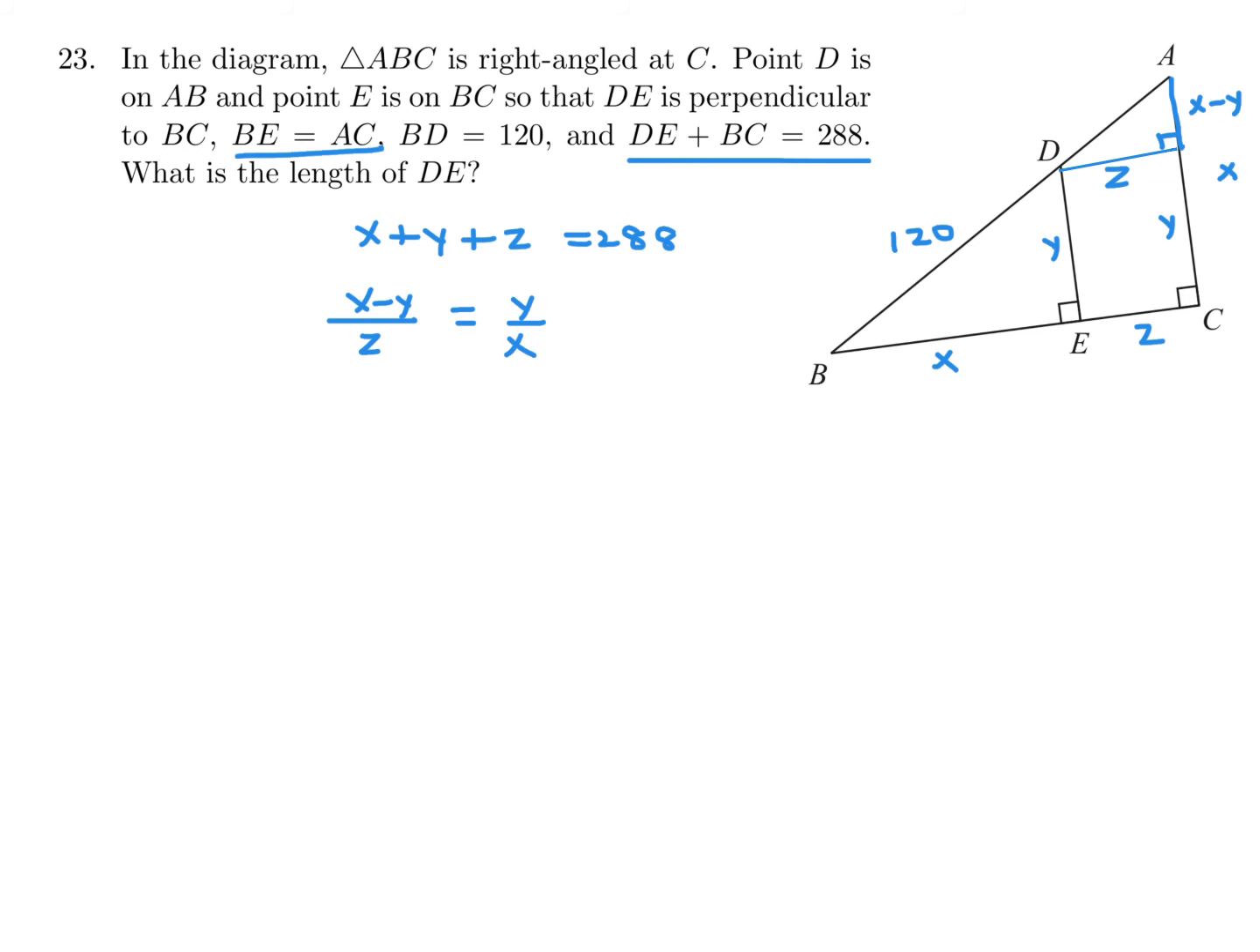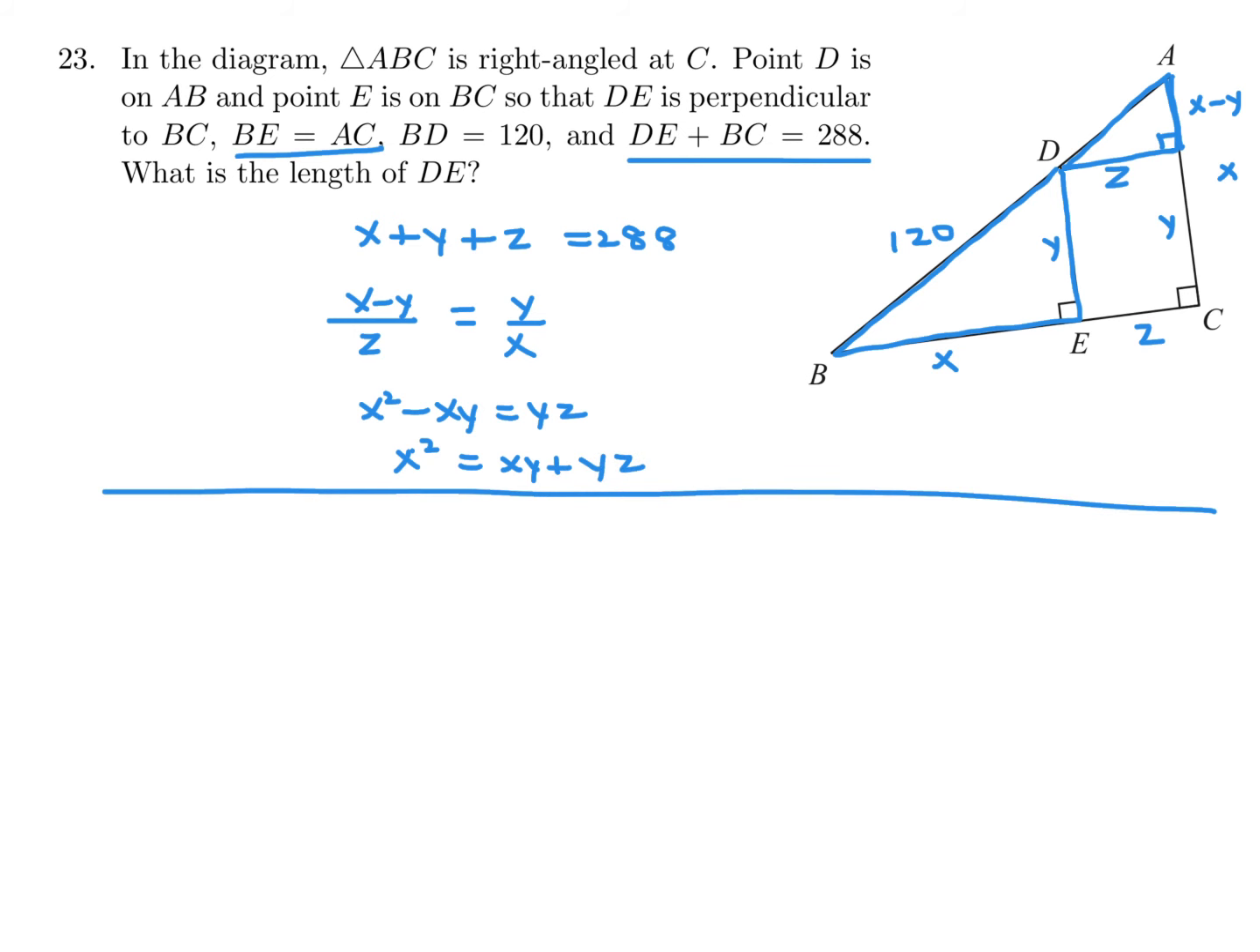So really what I've done is compare this triangle to this triangle DBE, and they have the same angles and therefore they're similar. If I cross multiply, I get x squared minus xy is equal to yz, and therefore x squared is equal to xy plus yz. Okay, that's actually a pretty decent setup to the question.